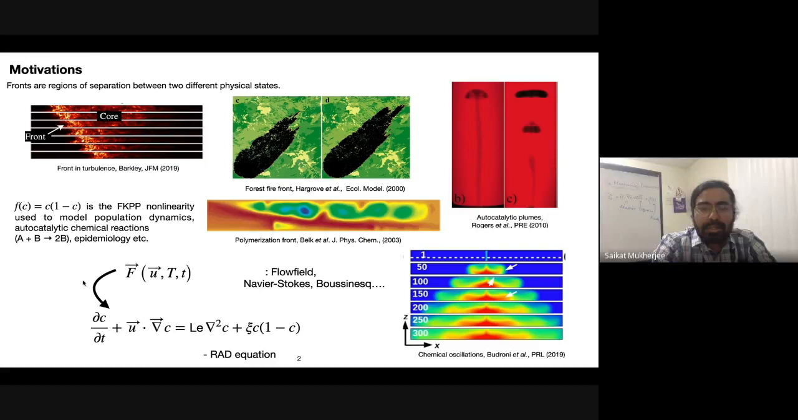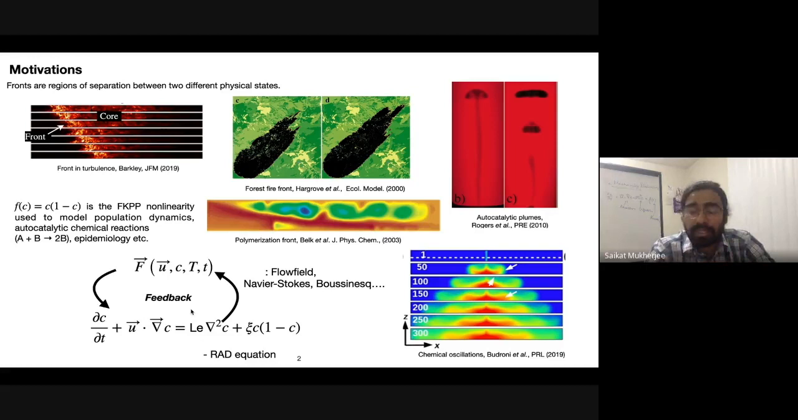Next in the talk, I'll also cover the mechanism of feedback. Sometimes your reaction advection diffusion equation can modify the underlying fluid dynamics by some kind of coupling between them. This is what we call feedback. And I'm going to show from our equations how we realize this feedback mechanism.